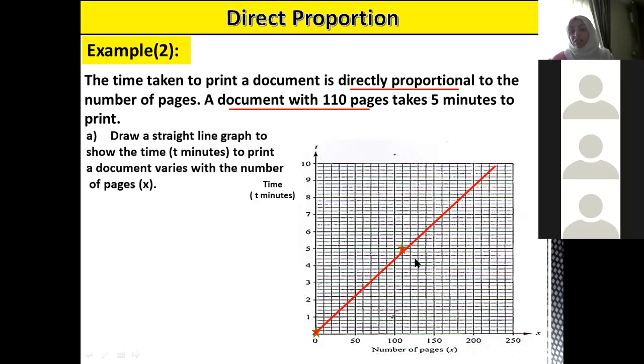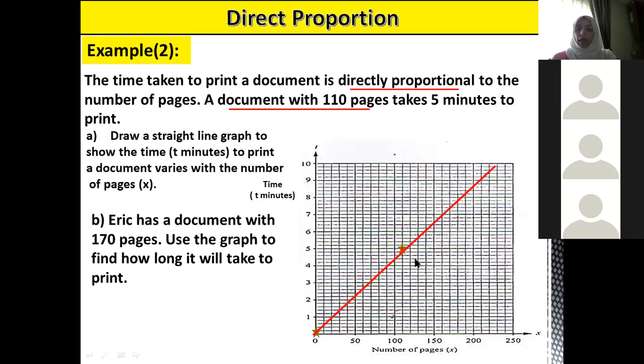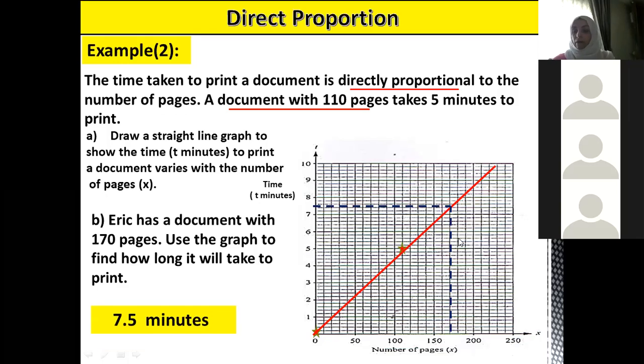Now he can ask me any question related to this line. For example, he might say Eric has a document of 170 pages. How many minutes? What do I do? I go to the graph, go to 170 pages, and check how many minutes. It comes out to 7.5 minutes. Okay? So let's continue.